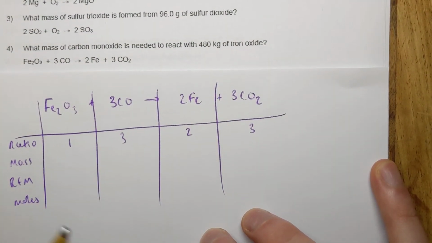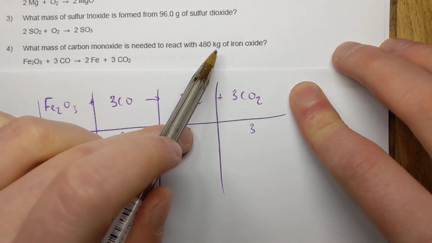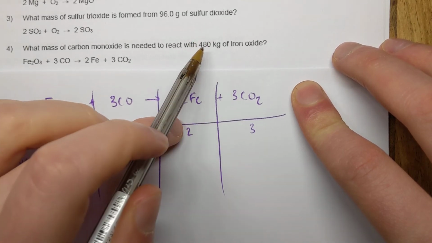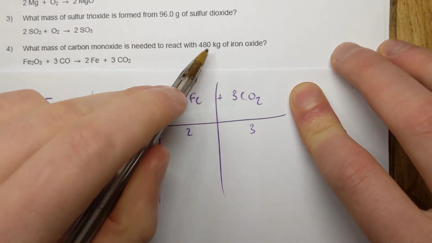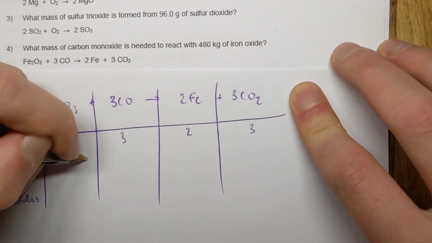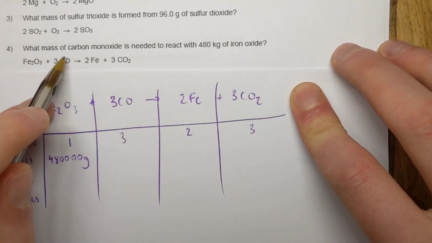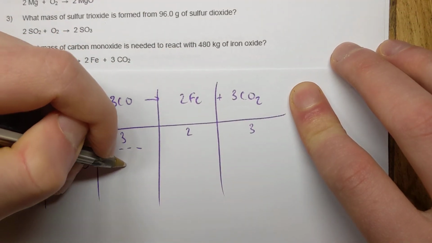In terms of what the question is asking for and what it gives me: 480 kilograms of iron oxide. However, I need to remember I need to give it in grams because the moles calculation only works when your mass is in grams. Timesing that by 1,000 gives me a mass of 480,000 grams of iron oxide. The mass I'm trying to get is the carbon monoxide, so that's C with one oxygen, CO. So that's my missing mass here.